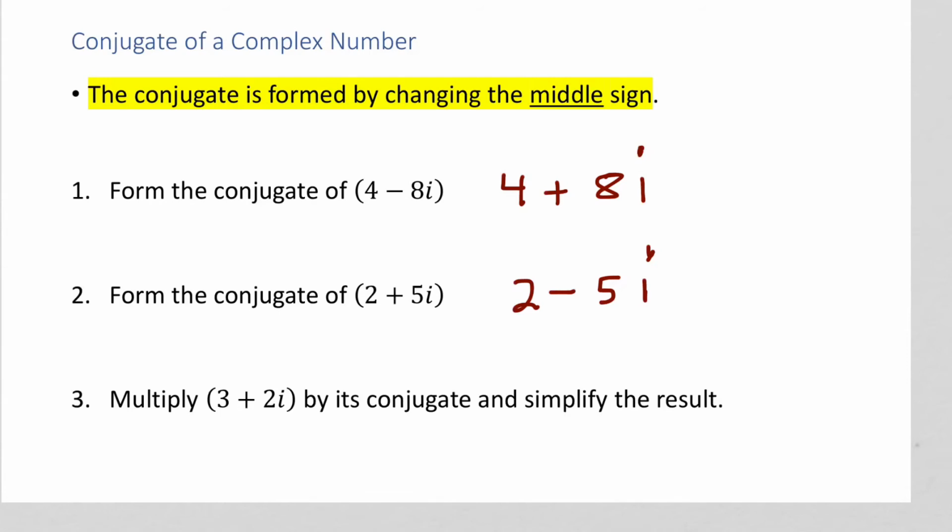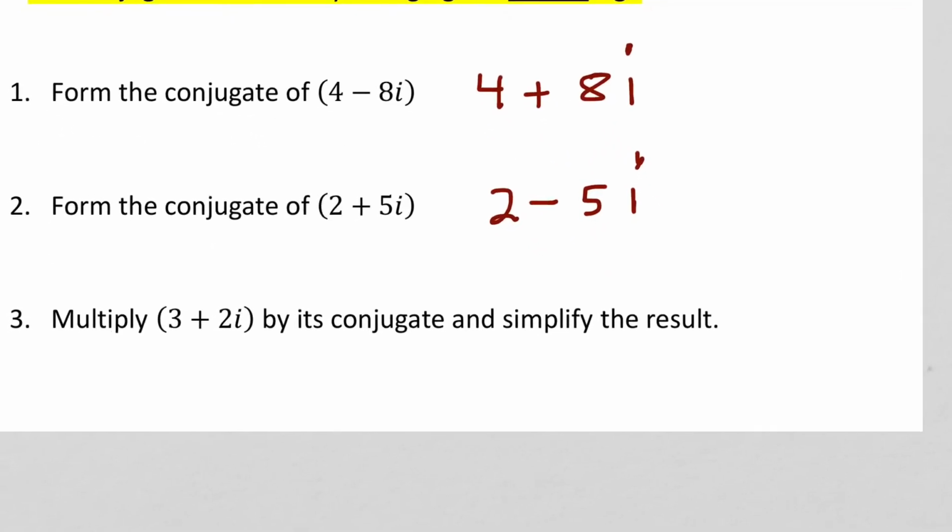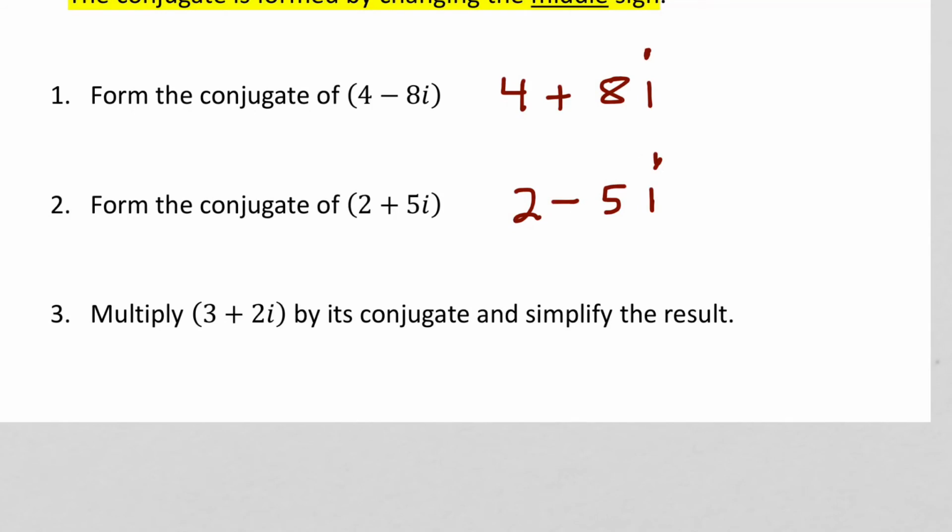Now there's reasons for doing this, and this is to help us simplify fractions that have i's in the denominator. So let's do number 3. This says multiply 3 plus 2i by its conjugate and simplify the result. So I'm going to take 3 plus 2i and multiply it by the conjugate 3 minus 2i.